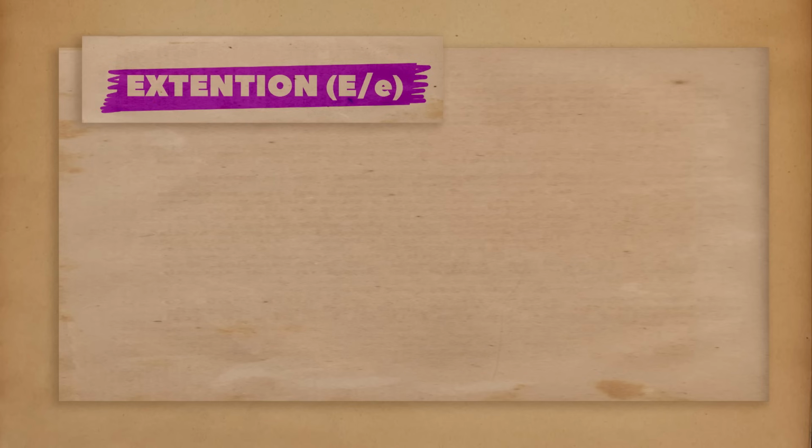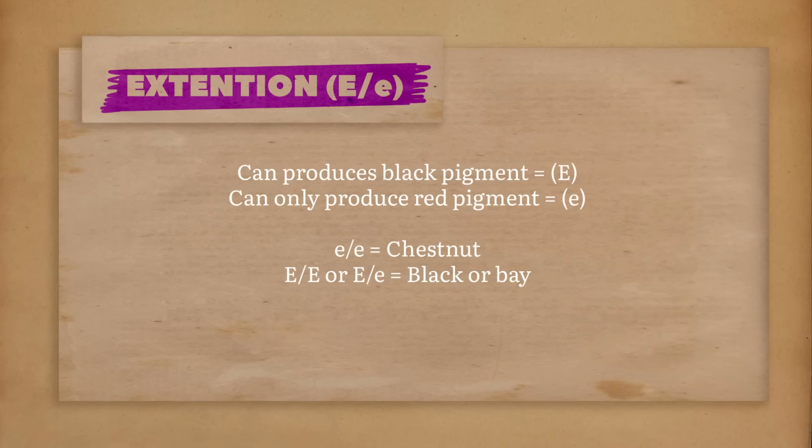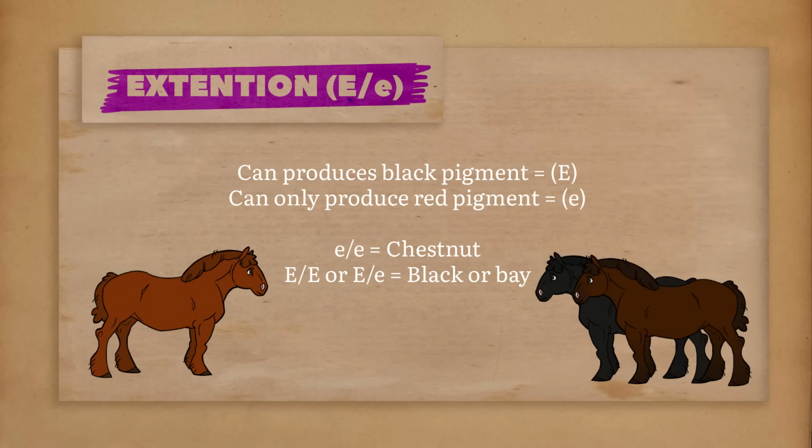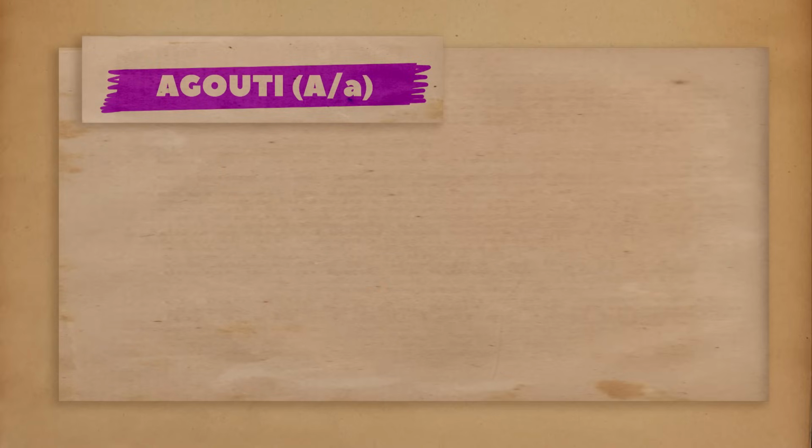The extension gene is written with the letter E, and it controls whether the horse produces black pigment, which is the dominant capital E, or only red pigment, which is written with a little e. If a horse has 2 copies of the red form, so little e, it'll be a chestnut, and it means that that horse doesn't show any black anywhere. But if a horse has at least 1 black form, so at least 1 capital E, it can produce a black pigment, meaning it could be either a black or a bay. Now, if it's going to be a black or a bay, that would depend on the next gene that we're going to talk about, which is the agouti gene.